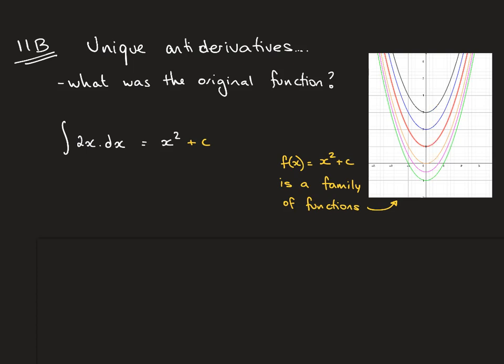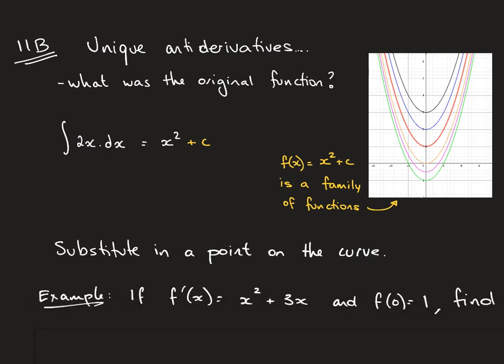If we know a point that sits on the curve, what we can then do is substitute that point on the curve into our formula for f of x plus c, and then find the actual original curve. So let's have a look at this example here.